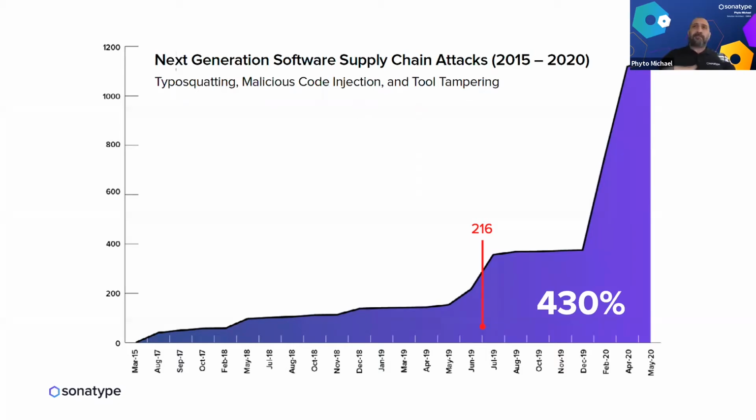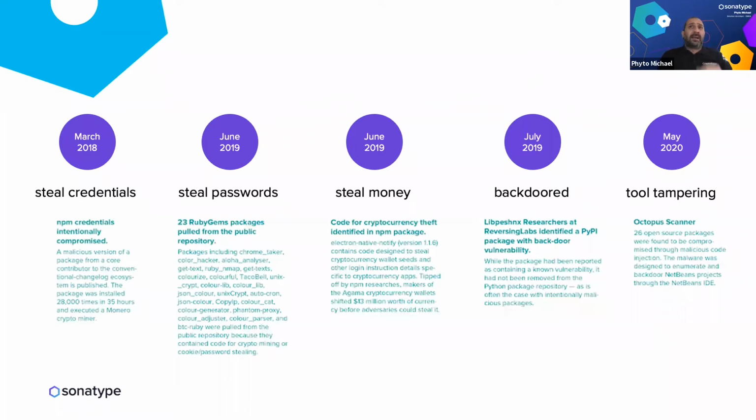Now, what are they? These are the sort of things we're seeing. In March 2018, we saw npm credentials intentionally compromised, stealing passwords, stealing money through cryptocurrency. Backdoors and tool tampering are two of the new ones coming out, which is typosquatting, injecting malicious code into components as they're being deployed into the ecosystems. Obviously, these slides will be available to you after today, but they are getting very inventive around the ways they produce vulnerabilities and the attack vectors in organizations.